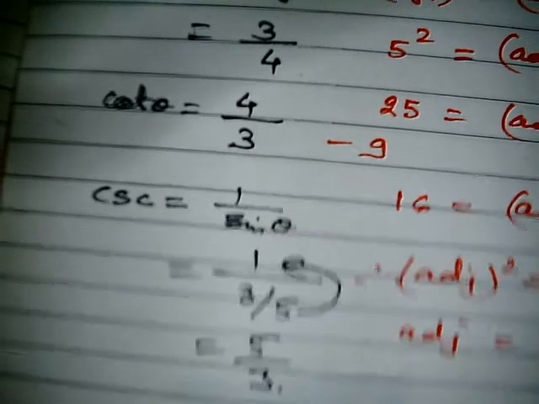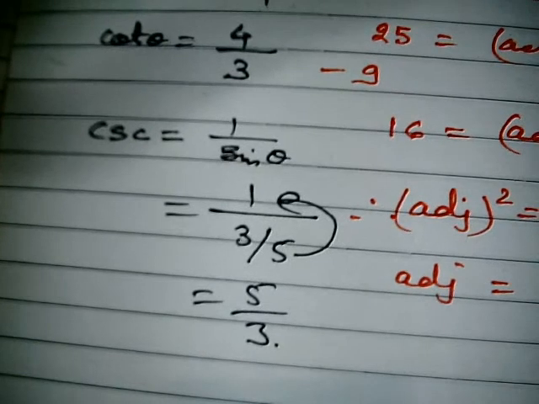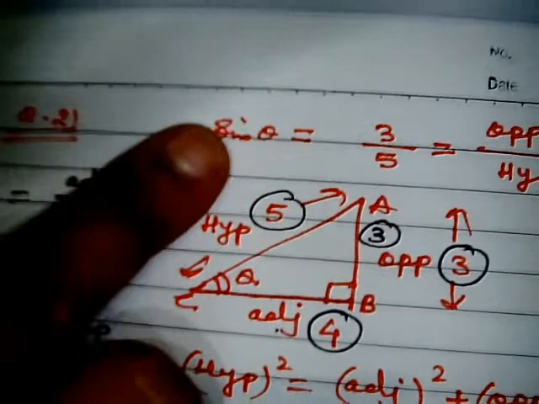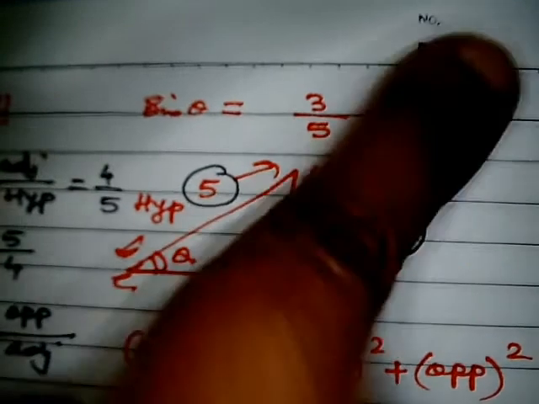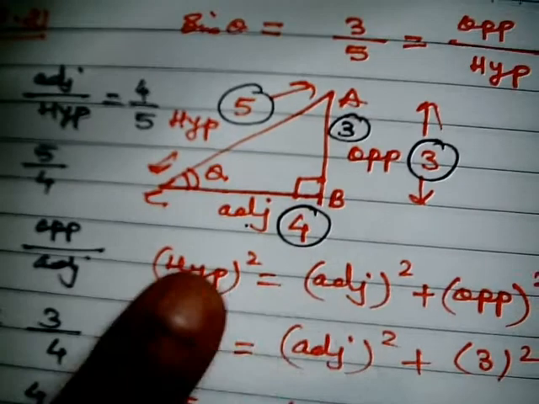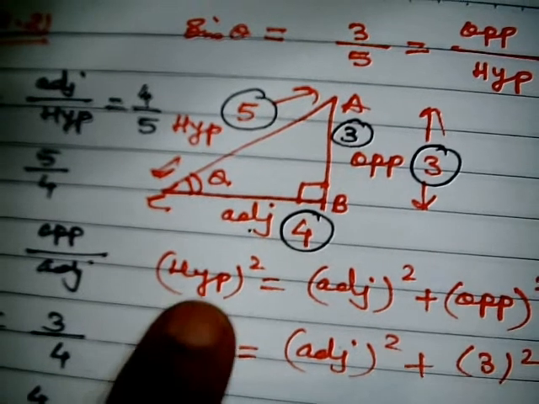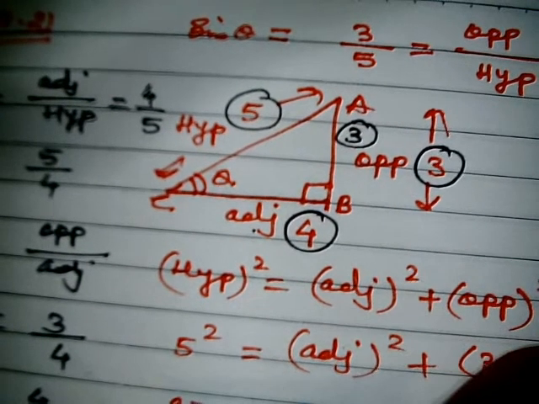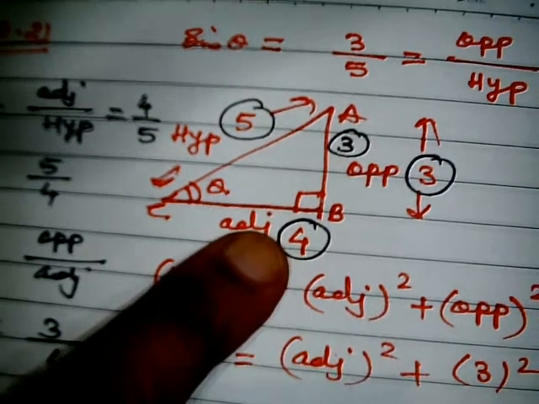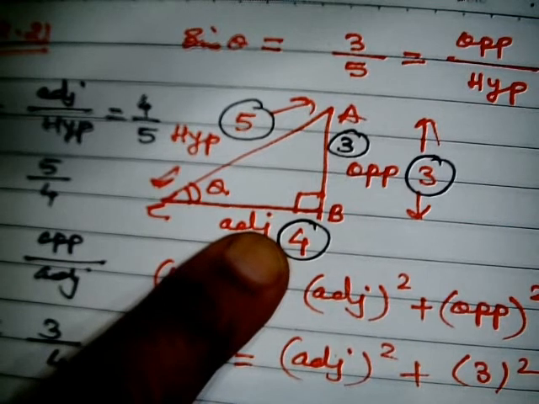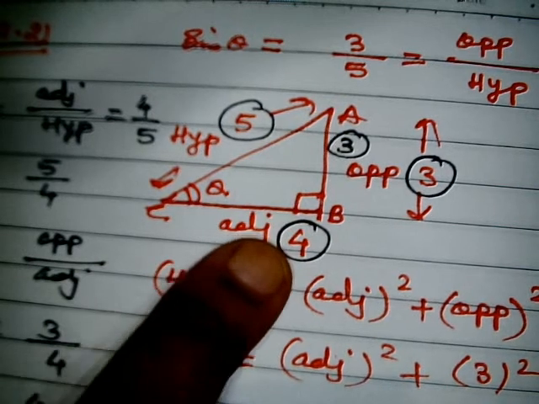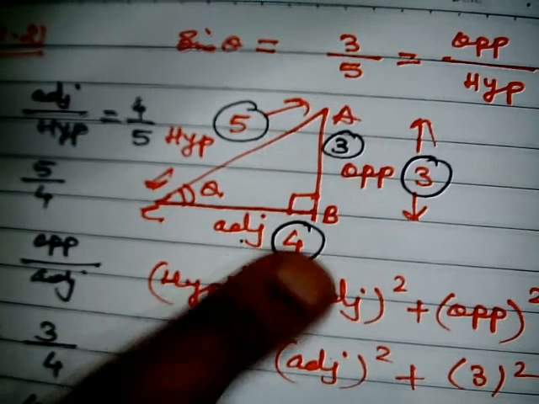Suppose tan theta was given. Tan theta is opposite upon adjacent, so I place the values, and first I apply the Pythagoras theorem, which you need to learn: hypotenuse square equals adjacent square plus opposite square. With whatever two sides are given, I calculate the third side which was left, and after that we go on to find the 6 trigonometric functions.